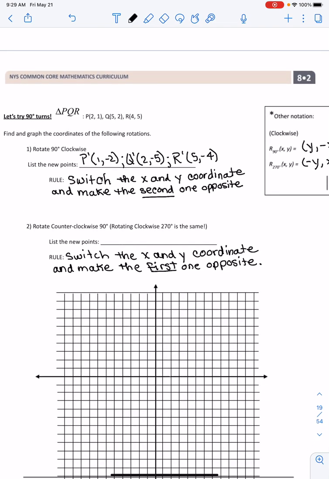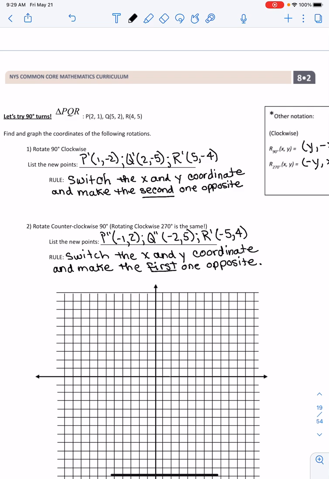So here our new points would be, and here we have to say double prime because, again, we're having new points, so you have to do that. So P double prime would be negative 1 comma 2. Q double prime would be negative 2 comma 5. And R double prime would be negative 5 comma 4.